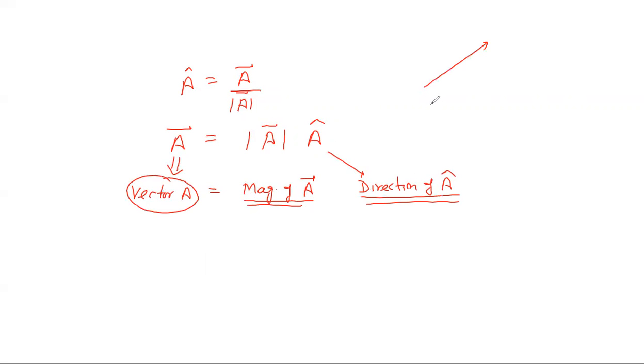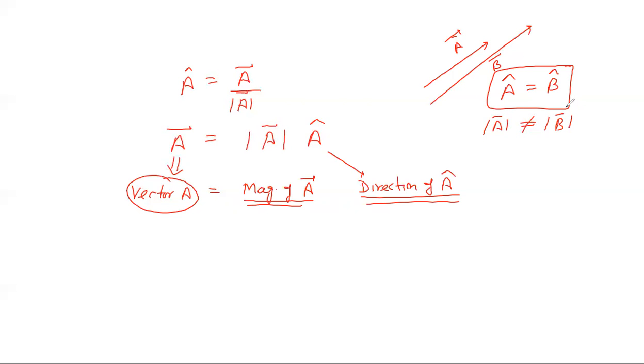So if we're talking about parallel vectors, for parallel vectors, A cap equal to B cap. If A and B are parallel, so A cap equal to what? B cap or not? Tell me. But mod of A does not equal mod of B. So for parallel vectors, all of you write, A cap equal to B cap, but mod of A does not equal mod of B.